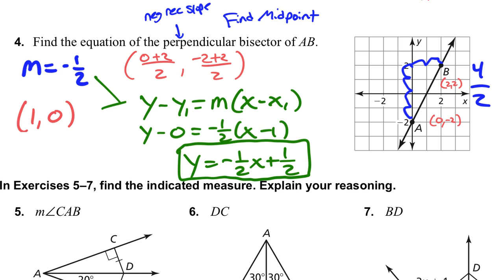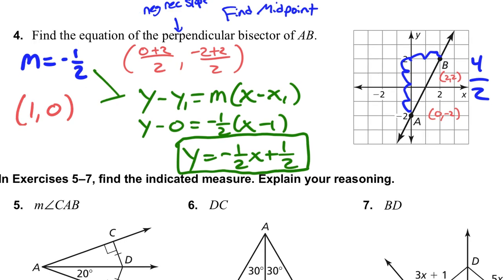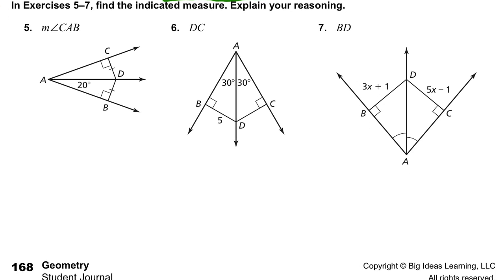All right, let's look at question number 5, 6, and 7. Find the indicated measure and explain our reasoning. The measure of angle CAB. So what I see is point D is equidistant from the sides because I see these congruent marks here, which means D must lie on the angle bisector. So that means these angles are congruent. So the measure of angle CAD is 20 degrees. So if we look at CAB, our angle addition postulate says that this must equal 40 degrees.